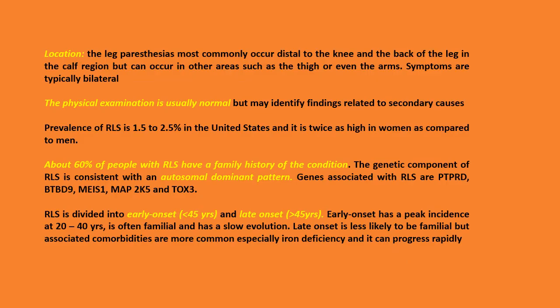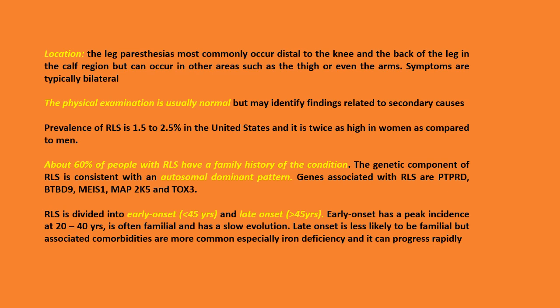Location: the leg paresthesias most commonly occur distal to the knee and the back of the leg in the calf region, but can occur in other areas such as the thigh or even the arms. Symptoms are typically bilateral. Physical examination is usually normal but may identify findings related to secondary causes.